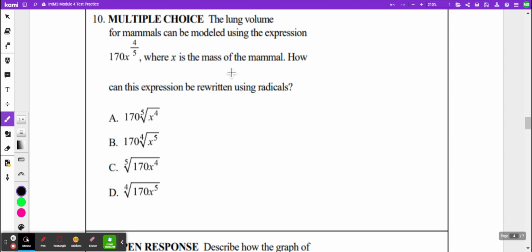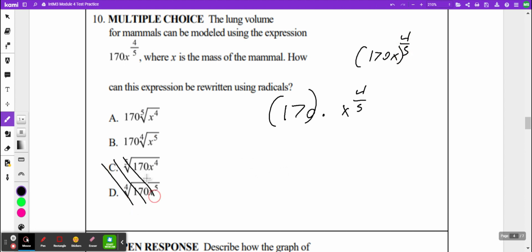Where x is the mass of the... how can this expression be rewritten? Okay, so this is really 170 times x to the 4/5. So I can put this guy in a lockbox. He's all by himself alone. Now, he would be inside if this was 170x to the 4/5, but he's not. So he's going to be outside. So we're going to cancel out these two right here. They're not inside. And the next part is you just have to remember whatever's on the bottom, that's the root, the radical. So I should have 170x to the 4th power right there. Oh, there you go, 8.